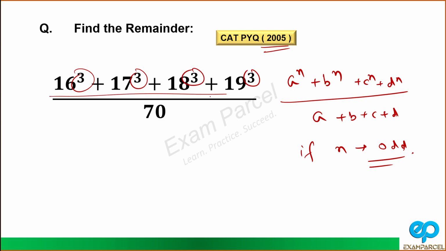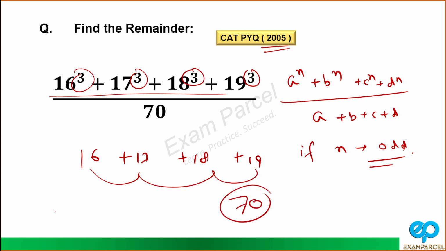So this whole expression will be divisible by 16 plus 17 plus 18 plus 19. Now if you add these, 16 plus 17 is 33, plus 18 is 51, plus 19 is 70. So it means that we can say that this whole expression will be divisible by 70, hence the remainder would be 0. I hope this is clear to you, and this was a very good question actually.